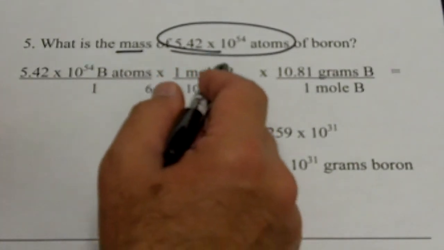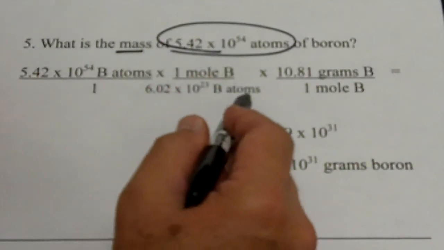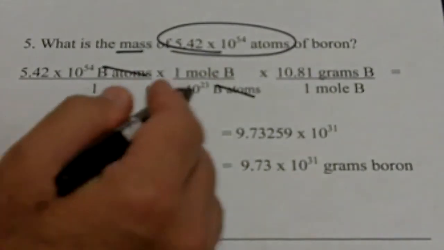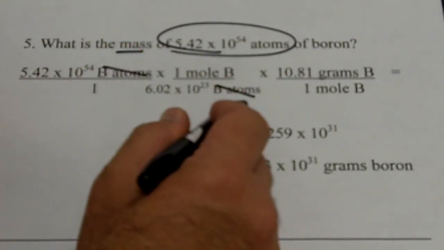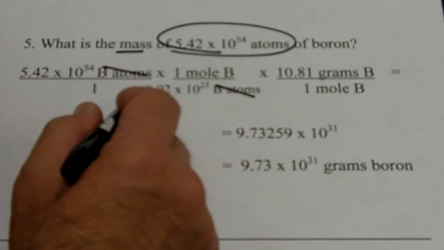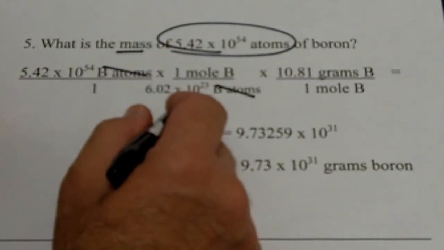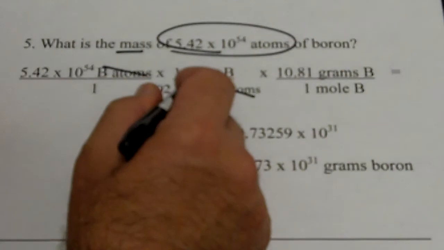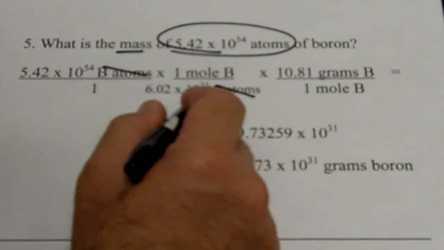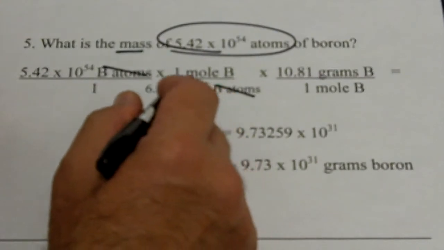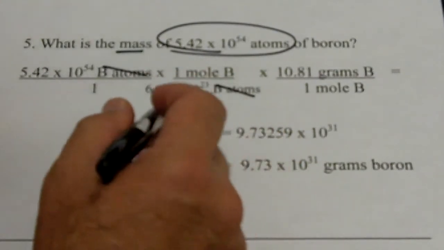So when in doubt, go through moles, right? When in doubt, go through moles. It's going to require an extra step, but that's okay. Boron atoms and boron atoms are going to cancel. I'm going to ask myself, how many atoms are there in 1 mole? 6.02 times 10 to the 23rd boron atoms in 1 mole. Any kind of atoms in 1 mole, okay? 6.02 times 10 to the 23rd is the number of atoms in a mole of any element.